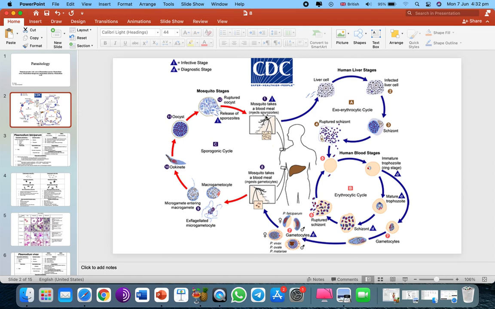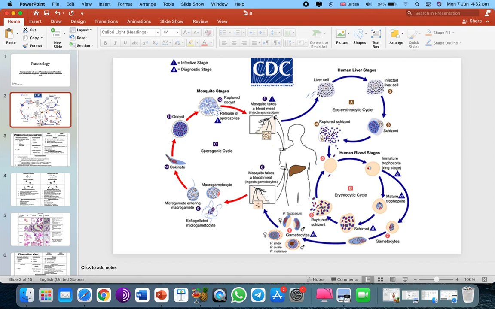mosquito, then inside the mosquito we will find a stage of the malaria called sporozoites. This mosquito is going to transfer the sporozoites to the human blood, and from the human blood the sporozoites will enter the liver cells. So inside the liver cells, what will happen here?